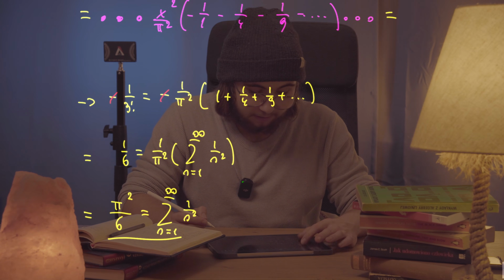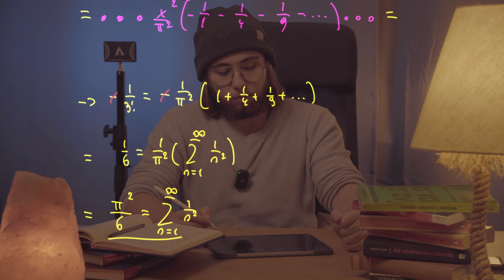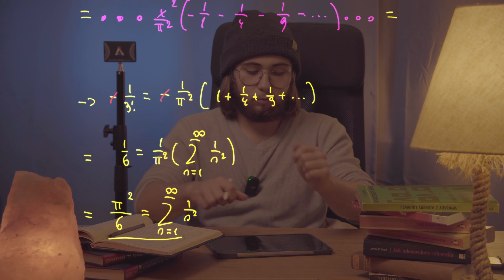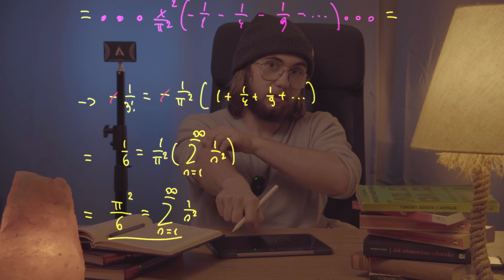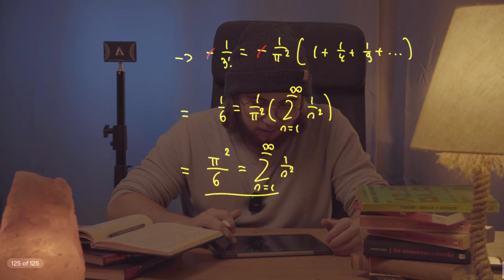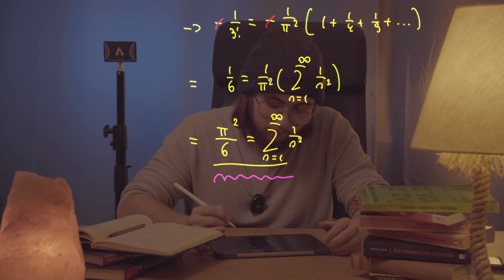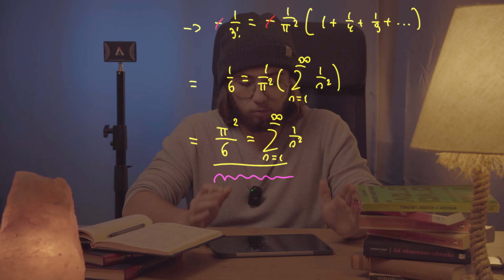And then we said that negative 1 over 3 factorial, which is negative 1 over 6, is equal to negative 1 over pi squared multiplied by the sum we were trying to evaluate from the very beginning. And this resulted in this beautiful result right over there, that the sum we were supposed to evaluate from the very beginning is equal to pi squared all over 6.